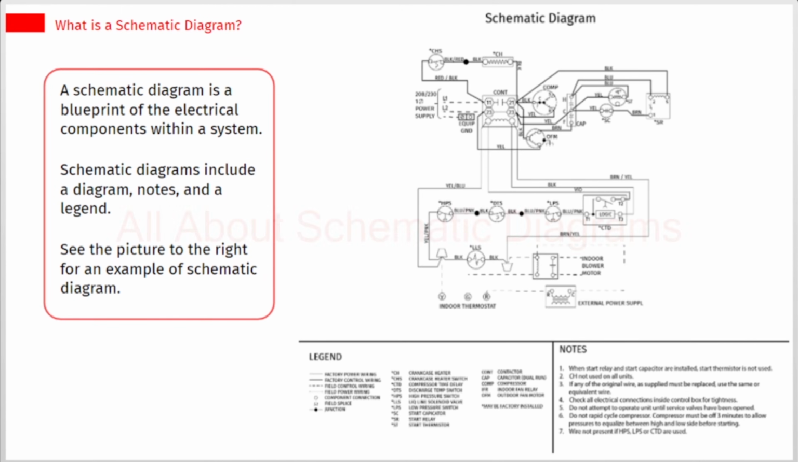A schematic diagram is a blueprint of the electrical components within a system. Schematic diagrams include a diagram, notes, and a legend. See the picture to the right for an example of a schematic diagram.